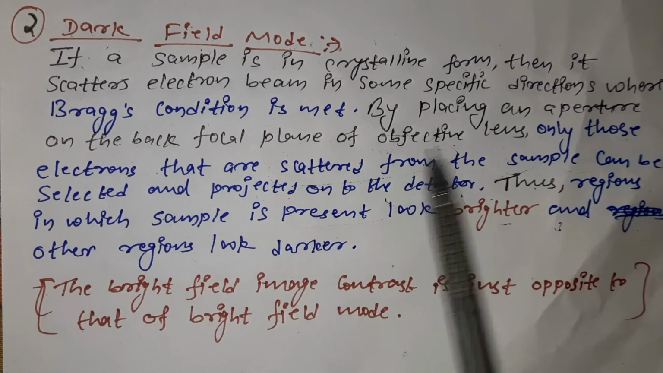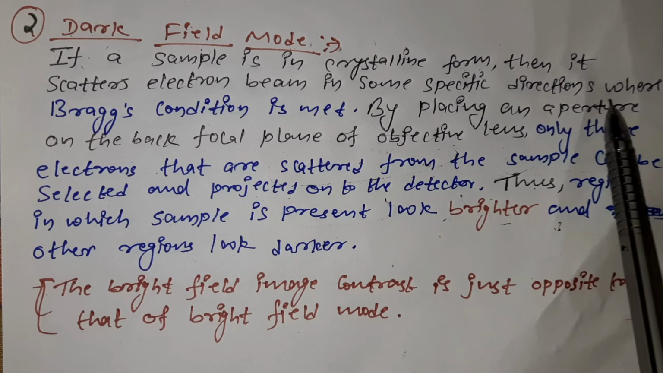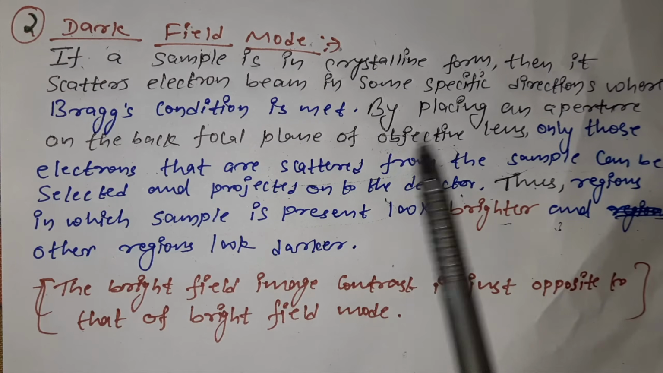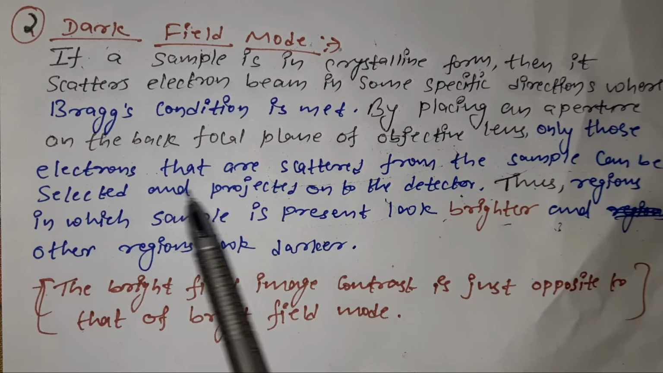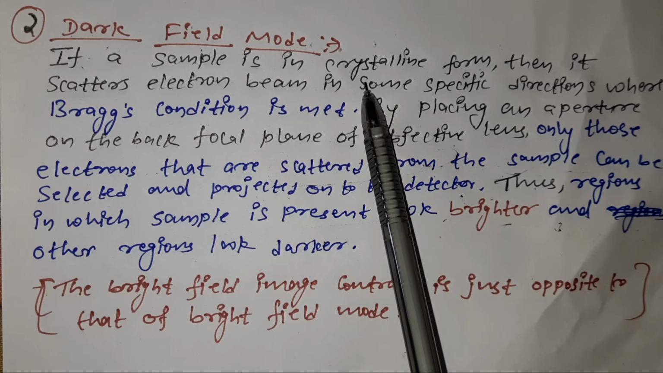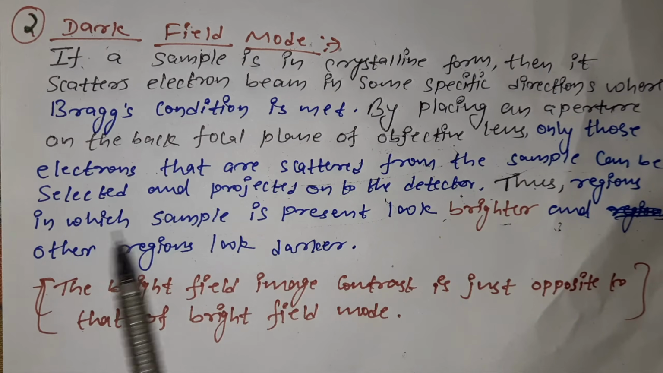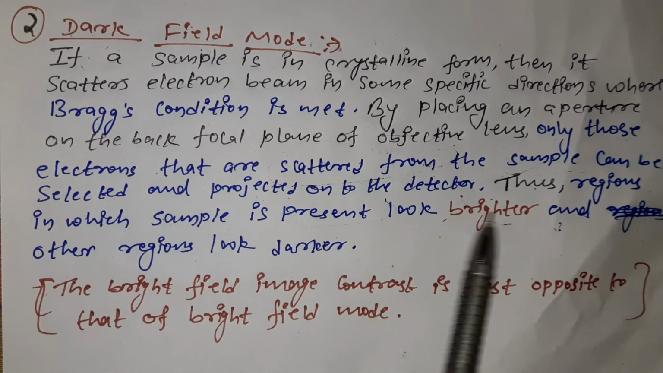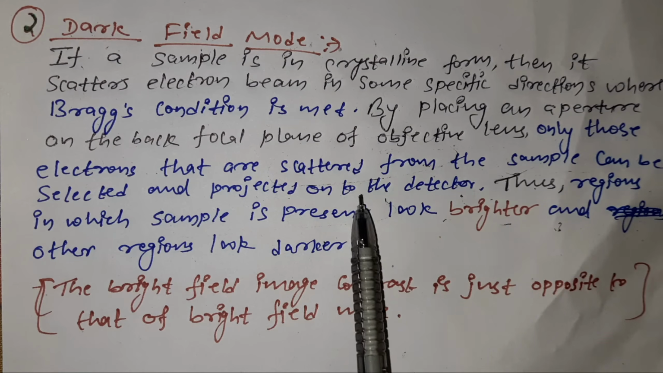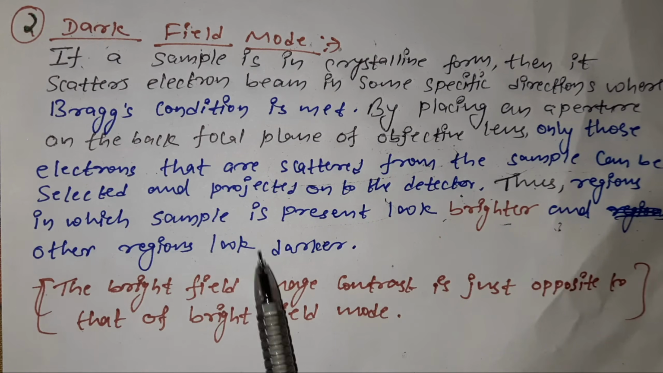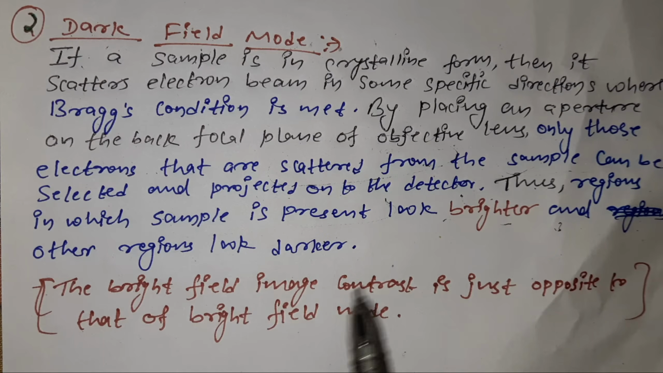These lines try to say that if we put an aperture on the back focal plane of the objective lens, then the scattered electrons from the sample are projected onto the detector. Thus, regions in which sample is present look brighter because they scatter electrons, and other regions look darker because if there is no sample, they won't scatter the electrons.